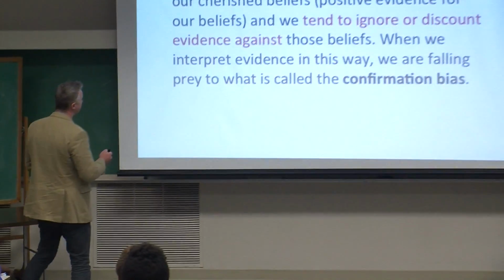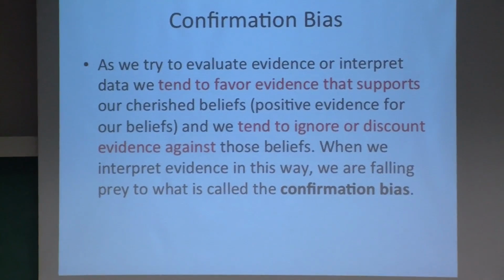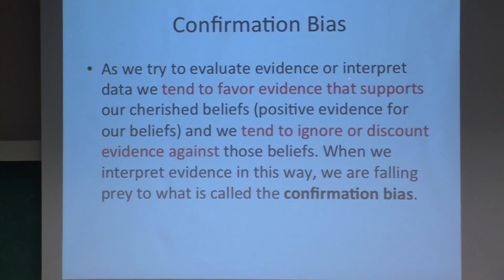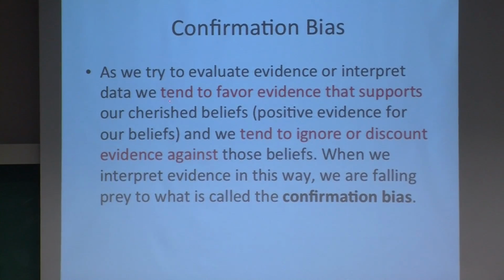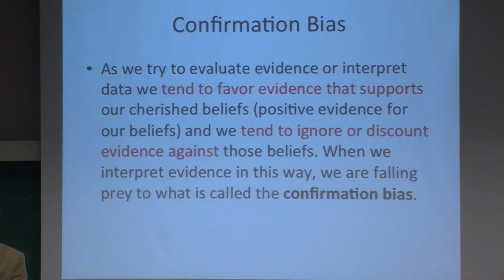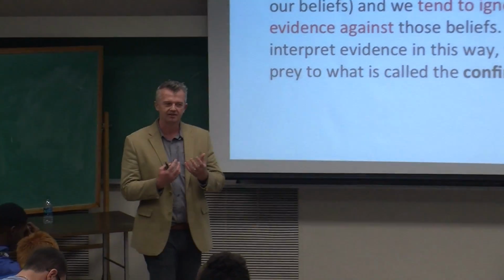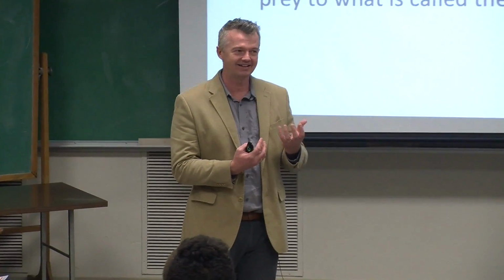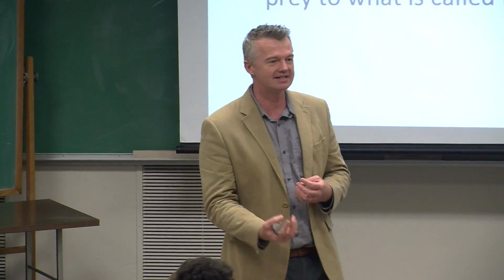So confirmation bias is simple. Really hard to overcome, simple to state. As we try to evaluate evidence or interpret data, we do these two things. On the one hand, we tend to illegitimately favor evidence that supports our beliefs, and we tend to ignore evidence that goes against our beliefs. So we give illegitimate weight to the evidence that supports our views, and we give not enough weight, illegitimately, to the things that go against our views.